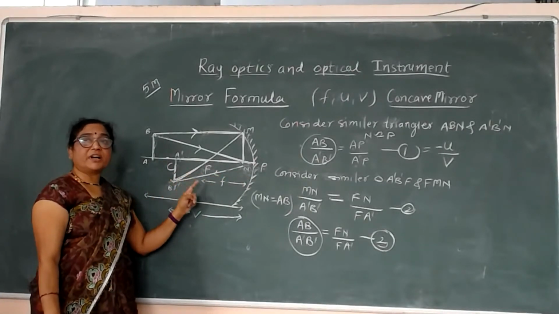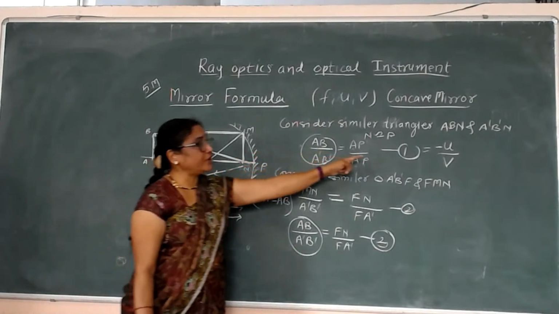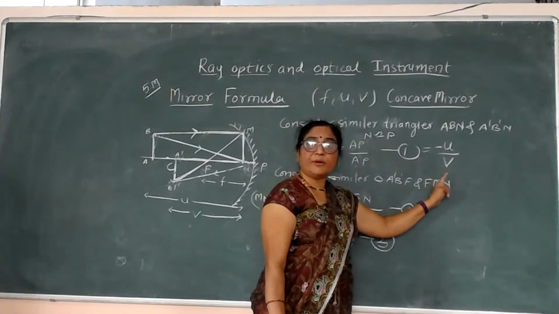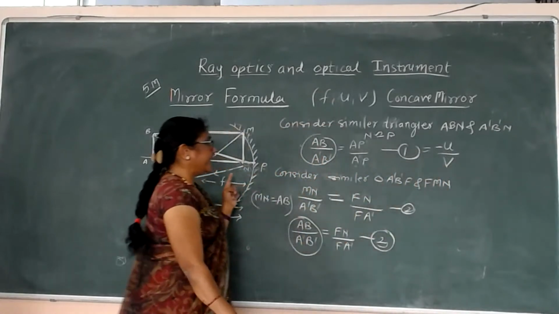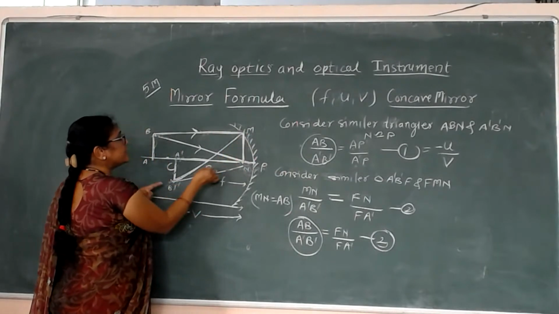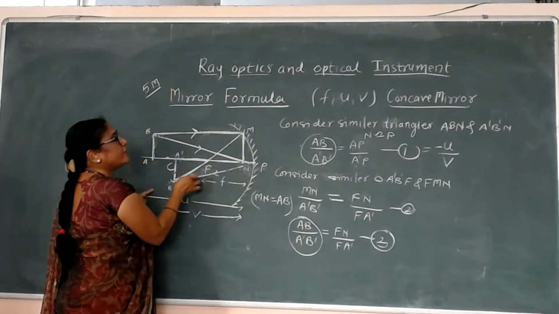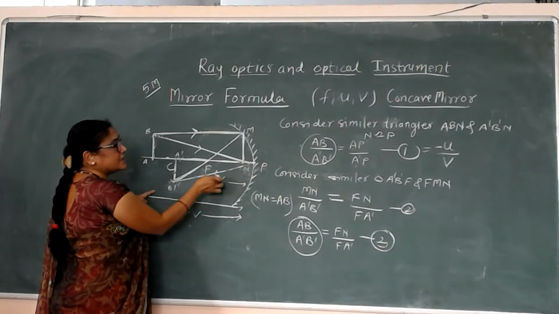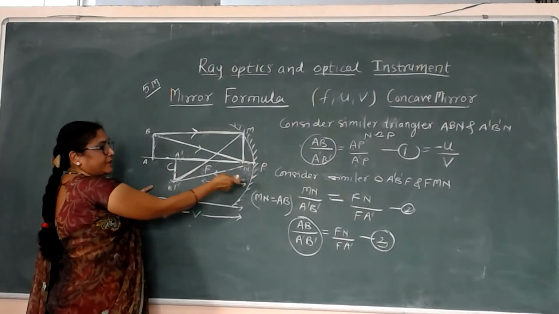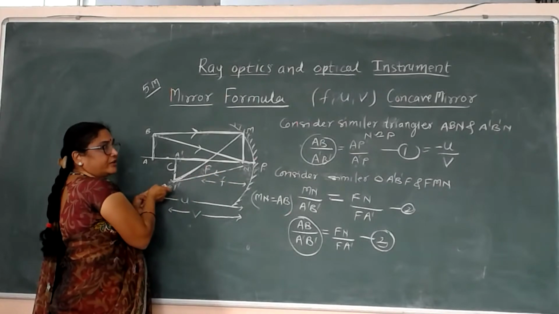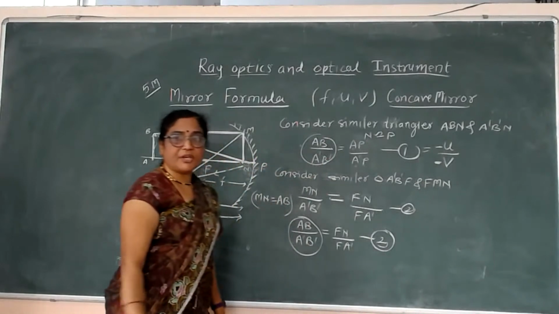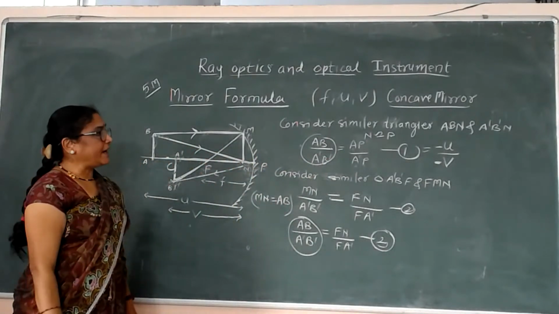So according to the Cartesian sign convention, the object distance is taken to be negative. At the same time, what about the image distance? See the figure. The incident ray is in this direction, and the distance of an image is also taken from the pole, meaning this distance is measured from P to A dash. Means we measure in the opposite direction, so the image distance is also taken to be minus.